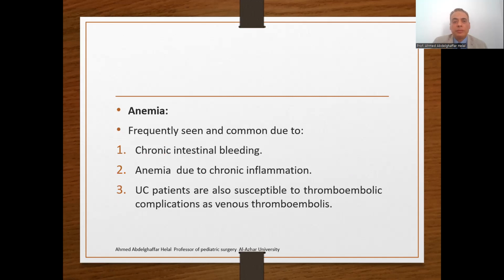Anemia is frequently present and may be due to chronic intestinal bleeding, as we said that the disease presents with diarrhea that is often bloody. Anemia may also be related to chronic inflammation. Also, ulcerative colitis patients are more susceptible to thromboembolic complications, such as venous thromboembolism.